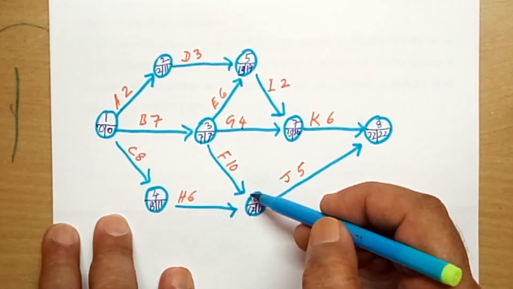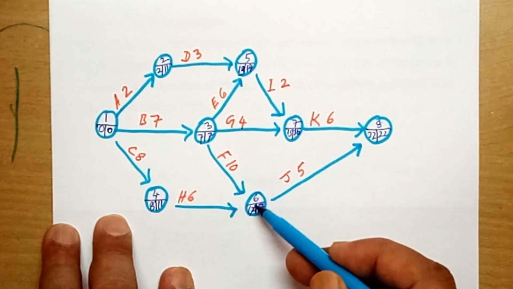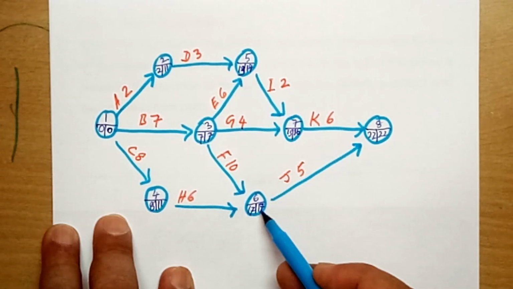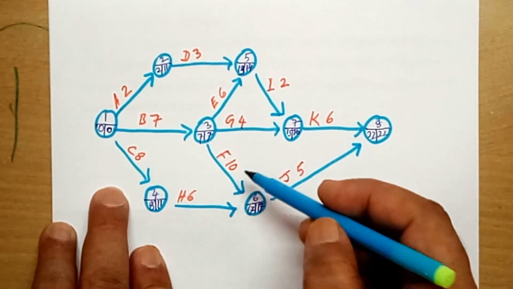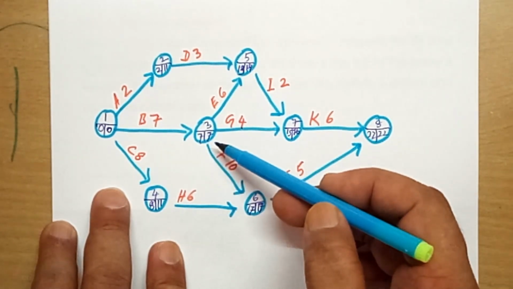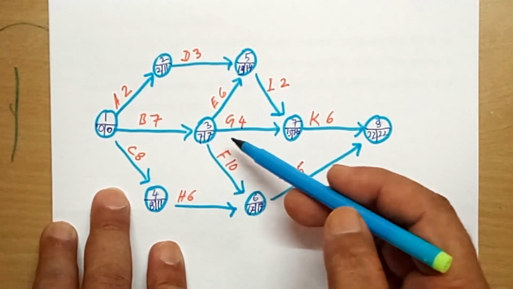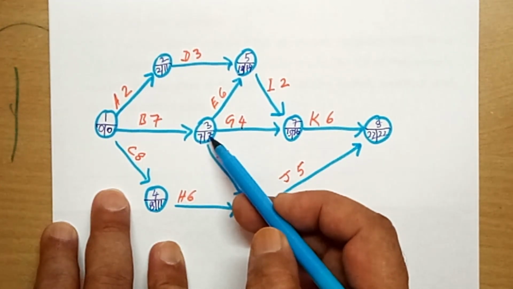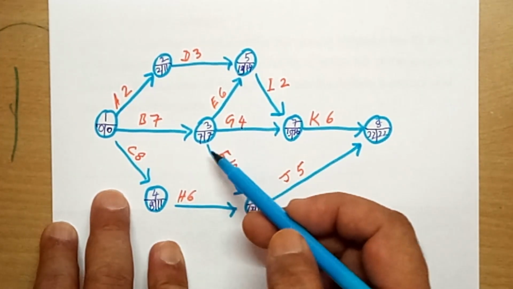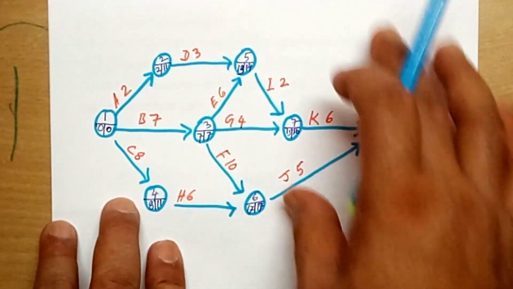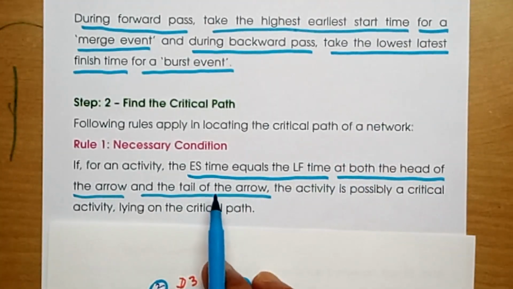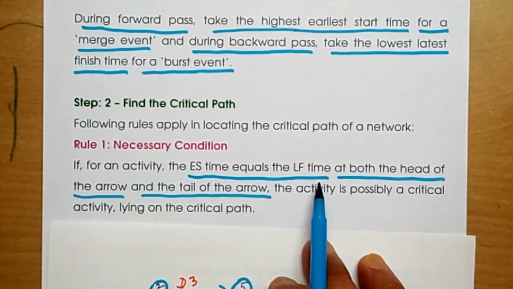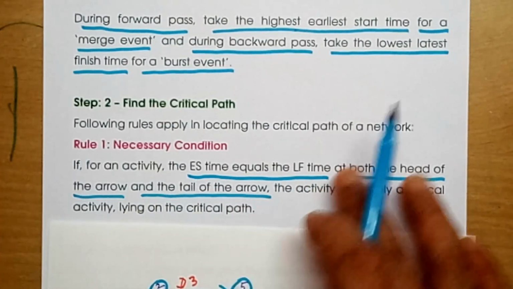For this activity, at the head of the arrow, you have earliest start time 17 and latest finish time also 17. And at the tail of the arrow, you have earliest start time 7 and latest finish time 7. So both are equal. That's what is said here: the earliest start time must equal the latest finish time at both the head of the arrow and the tail of the arrow.